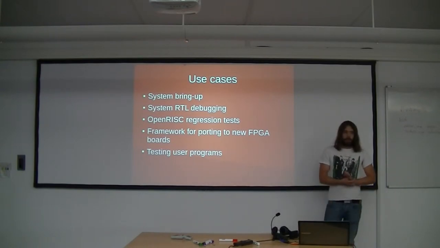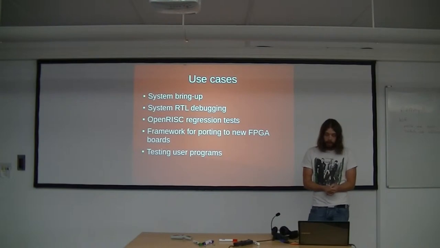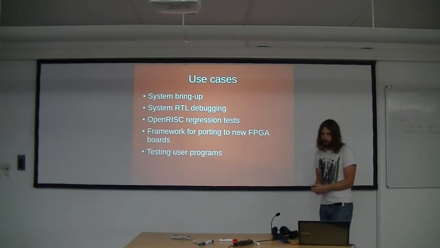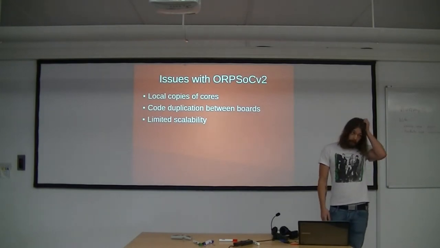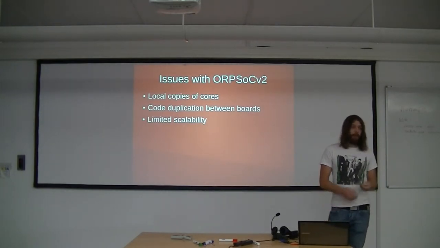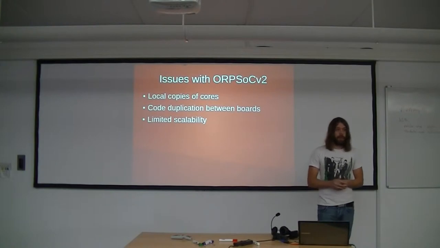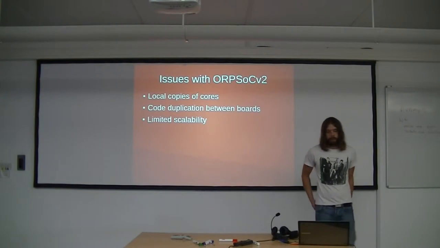We use ORPSoC to bring up systems, to debug the RTL, to run regression tests with the framework, to port new FPGA architectures, FPGA boards, and to test user programs. And with version 3 of ORPSoC, we wanted to make those use cases easier than they were before. And there were some issues with ORPSoC version 2. We had lots of duplication of code, and we saw that the original cores that were available, mostly on OpenCores, started to deviate from the ones we had in ORPSoC, which were local copies that changed over time.